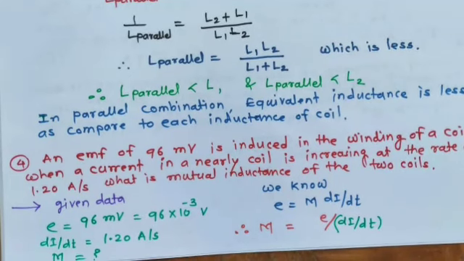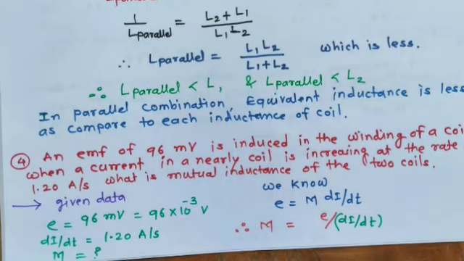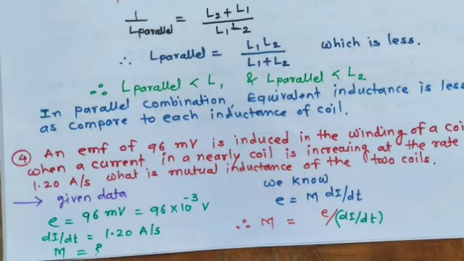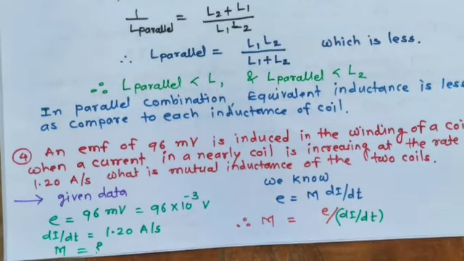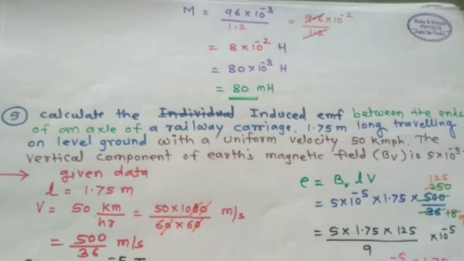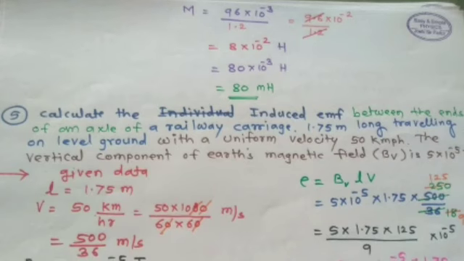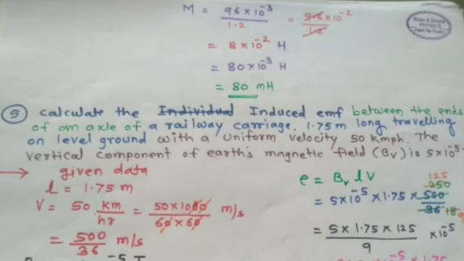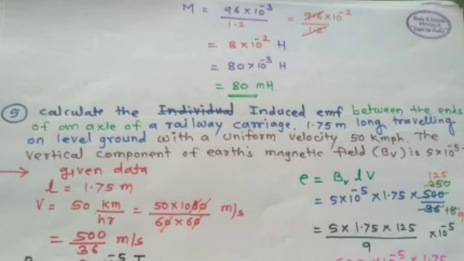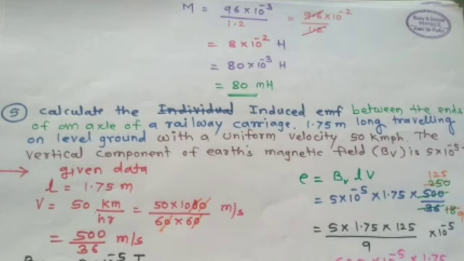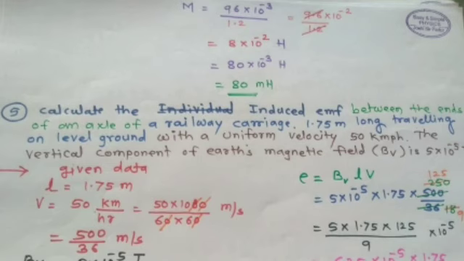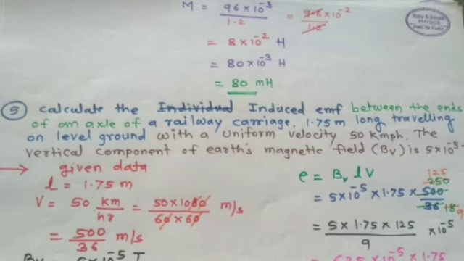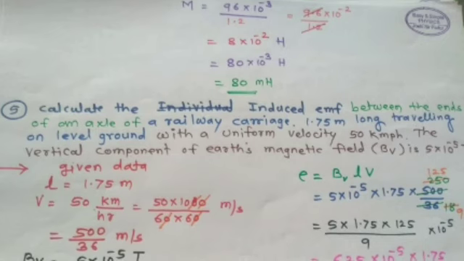So we know E equals M di upon dt. So M is equal to E upon di upon dt. So capital M is equal to 96 into 10 raised to minus 3 upon 1.2. So here 8 into 10 raised to minus 2 Henry, and so here 80 into 10 raised to minus 3 Henry, and therefore the mutual inductance will be 80 millihenry. That will be the answer.